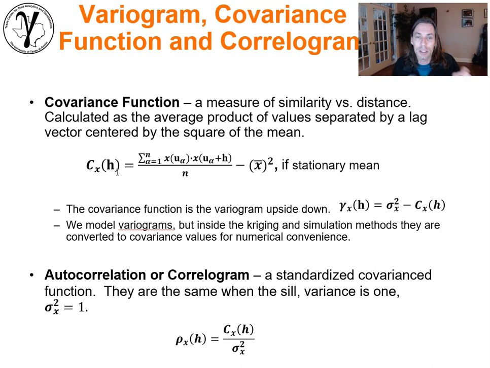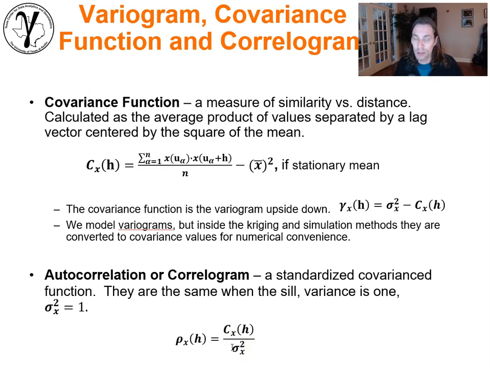This is time series analysis for a machine learning class. So let's go ahead and talk about the idea of autocorrelation. Autocorrelation really is equal to the correlogram. And the correlogram, once again, is just the covariance function, the measure of similarity over distance h, standardized by the variance of the problem. And therefore, the sill is going to be equal to 1.